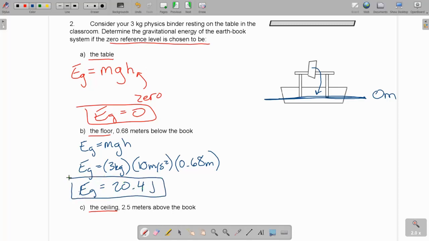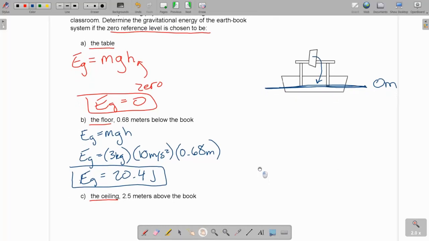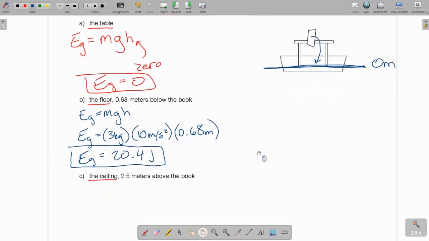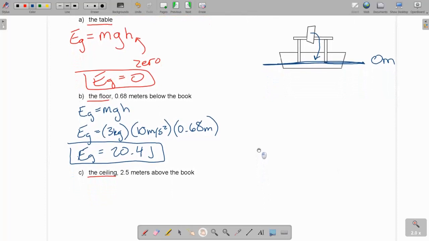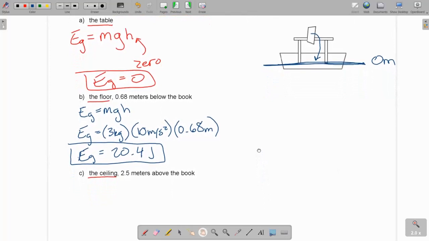Okay, 20.4 joules. So that's how much gravitational potential energy is stored up in that book. So if it were to fall, theoretically, all of that gravitational potential energy would be transferred into kinetic energy by the time it hits the floor. Okay, last one here, then another situation.